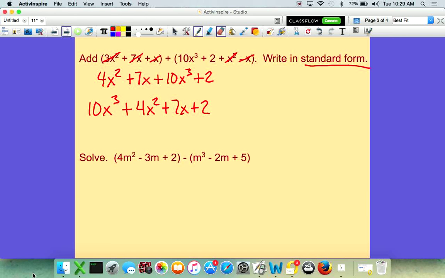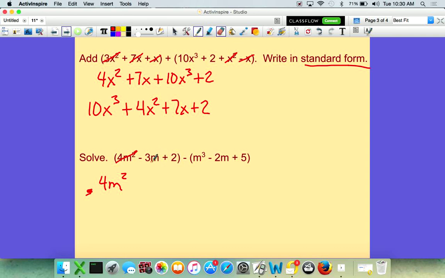All right, coming down here, this one looks really similar. We've got a polynomial and a polynomial, except we got a subtraction this time. All right, so same thing as I did before. I'm going to start right here. 4m squared, do I have any other m squareds? No, so I'm just going to write that down. 4m squared. All right, and then I'm going to cross that off.